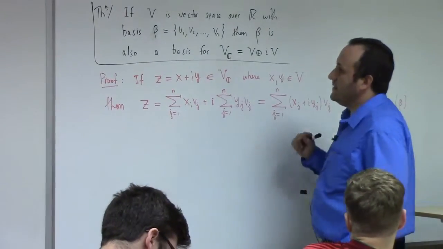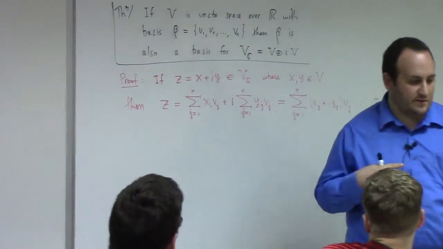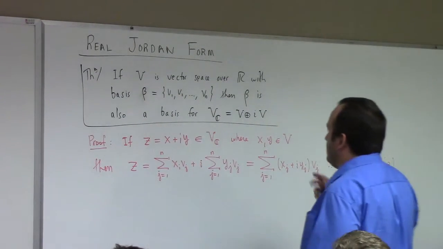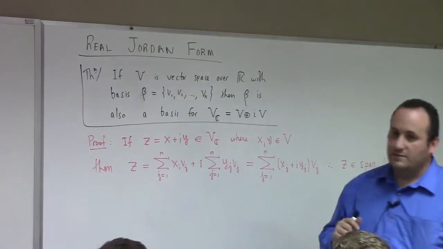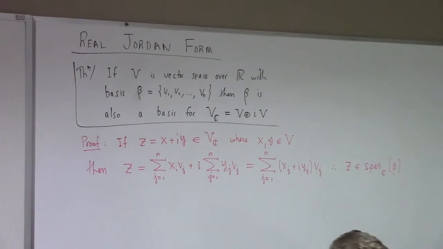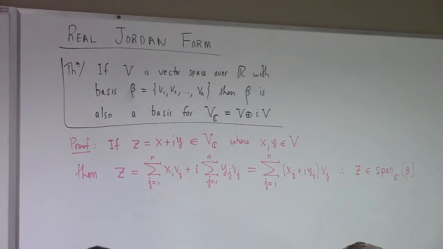Amen. Okay, so my goal today, guys, is, among other things, to explain to you what the real Jordan form is. So let's get to it. So if you have a vector space over the reals with a basis, suppose it's a finite dimensional vector space, then the first thing I'd like to point out to you is that that basis, beta, is also a basis for the complexification of the vector space. The proof of that isn't that difficult.